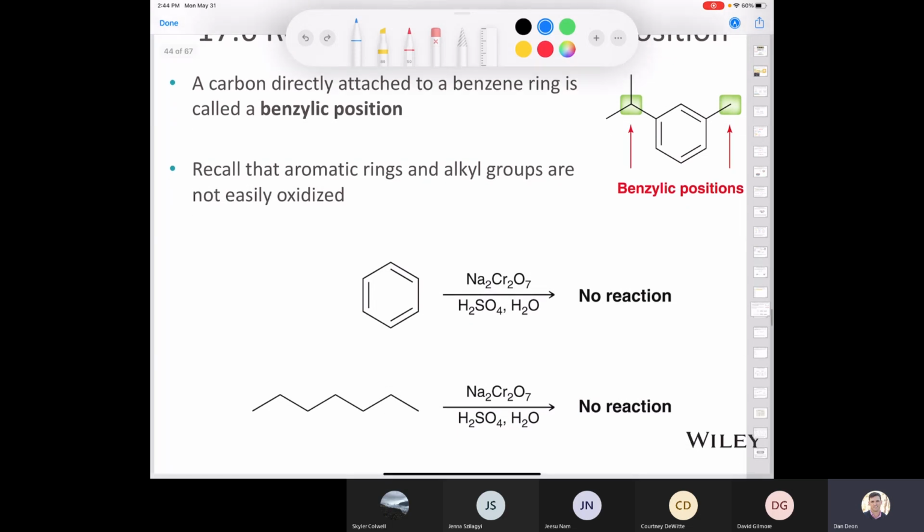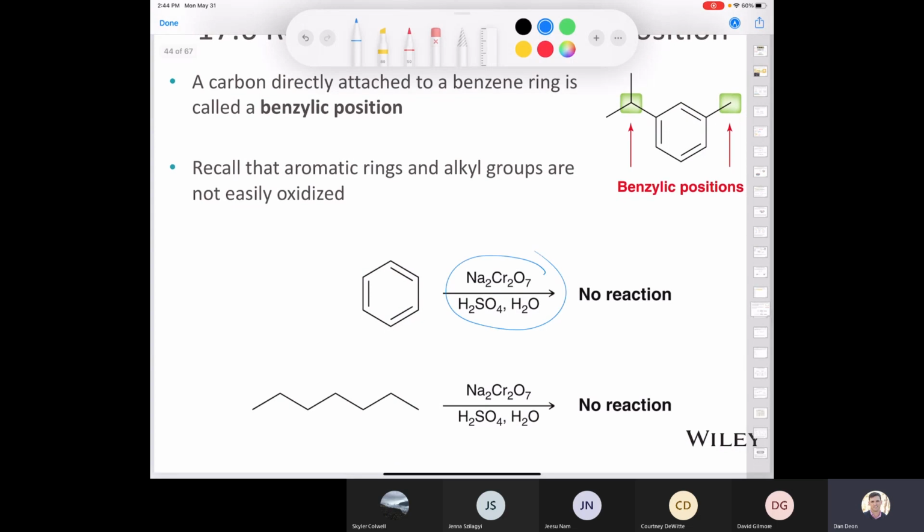Now, if you take an aromatic ring and you treat it with the Jones reagent, so this is sodium dichromate, sulfuric acid, and water, it's just a way to make chromic acid, H2CrO4, in situ. Anyhow, nothing happens. The same thing if you take just a hydrocarbon, nothing's going to happen, right? What did we use this reagent for? We used it to oxidize a primary alcohol to a carboxylic acid or a secondary alcohol to a ketone.